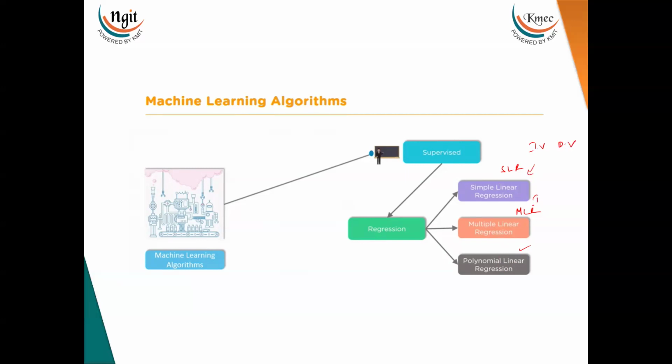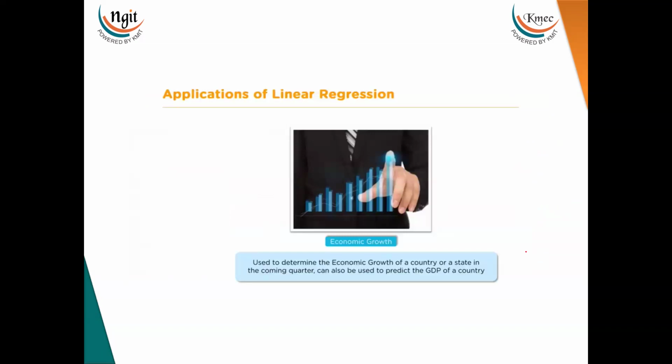If you have more than one independent variable and a single dependent variable, it comes under multiple linear regression. That is the difference. More than one independent variable and a single dependent variable all come under multiple linear regression. Polynomial is different. It depends upon a polynomial equation. We are going to discuss polynomial regression in a separate class.